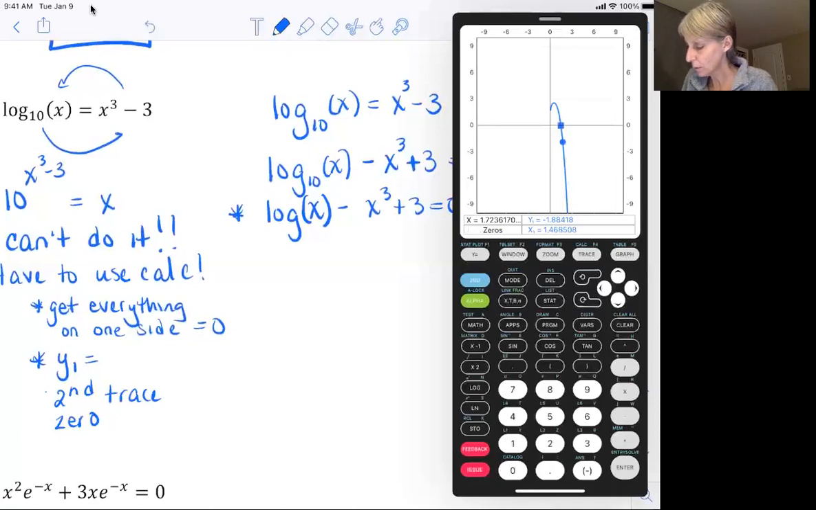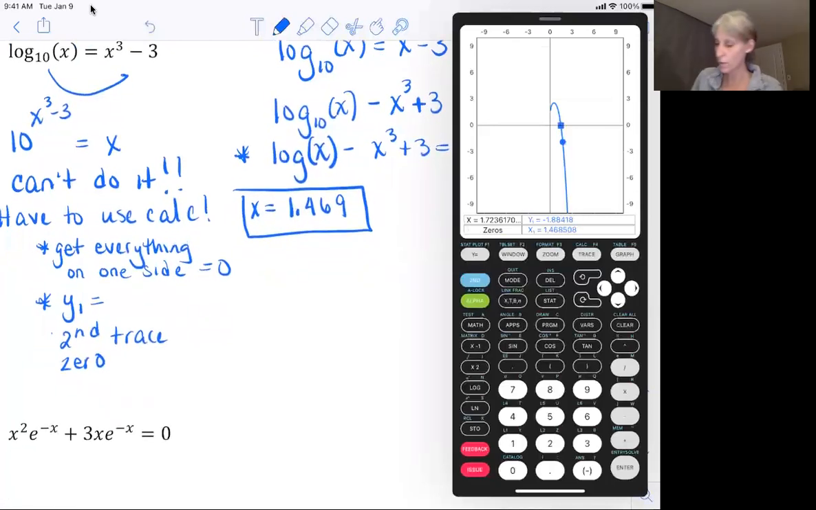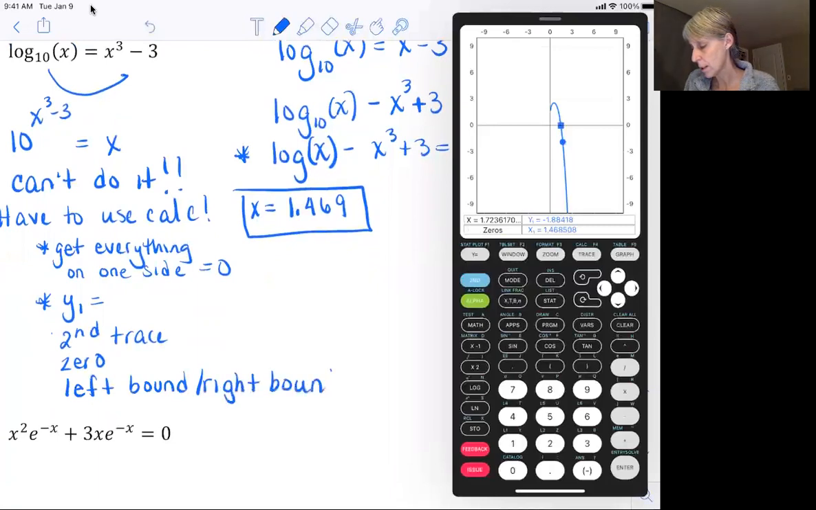And my 0 should be at 1.4685. So my 0, or my solution, is 1.469. And that's just one that you have to use your calculator for. Let's just finish off our steps here. We have to remember to do our left bound and our right bound. And you'll see the zeros will show up on that bottom thing down there.